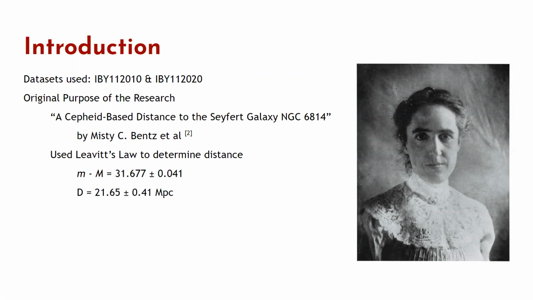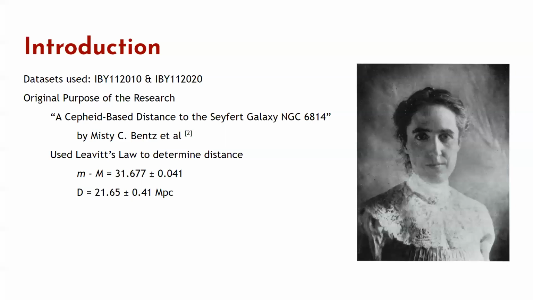In the paper that uses our datasets, Bentz and her team identified about 90 Cepheids in NGC 6814 and used this period luminosity relationship to solve for the absolute magnitude of these stars. They then used something from Astronomy 302 called the distance modulus to determine the first accurate estimate of distance between Earth and NGC 6814, and this result is displayed on the screen here.